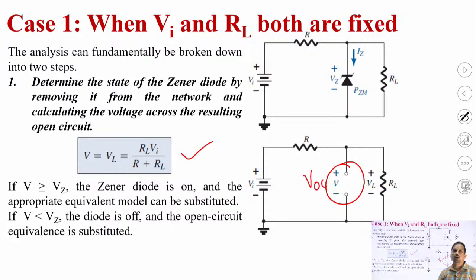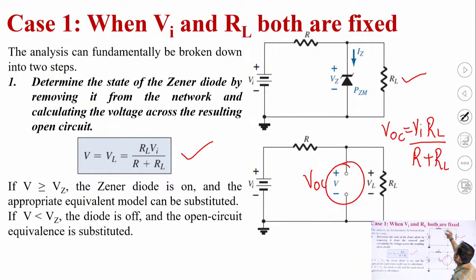So how can we calculate the value of VOC? VOC can be obtained by applying the voltage divider rule. So VOC will be V input multiplied by the load resistance divided by series resistance plus load resistance. Let me tell you, this is a basic circuit for a regulator where we have a series resistance RS, or we can say R, the load resistance RL, the Zener diode, and the input voltage.